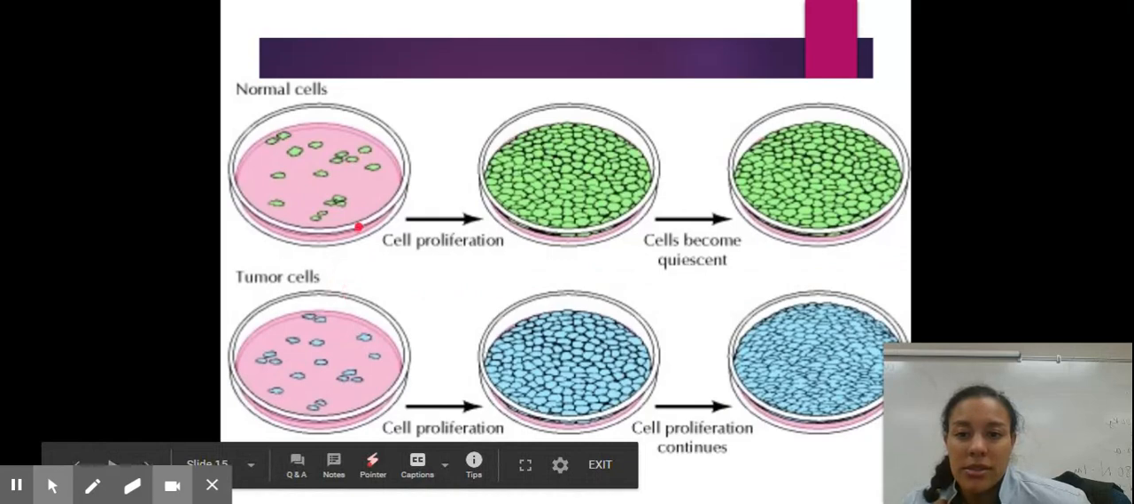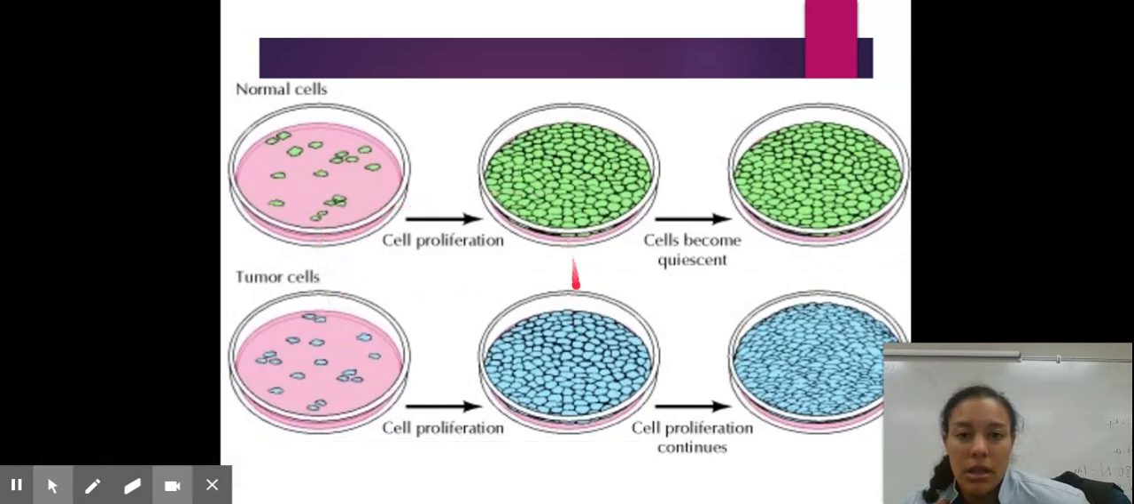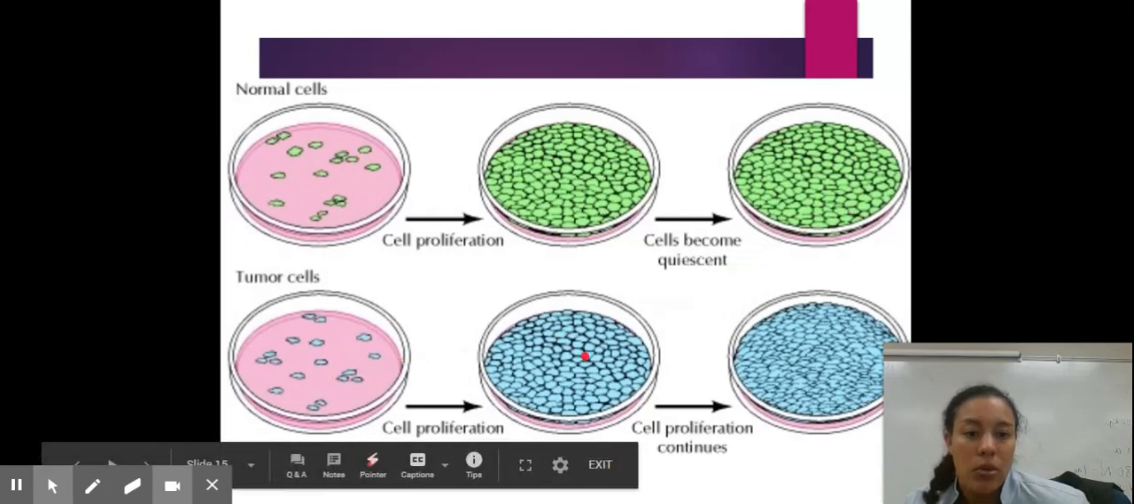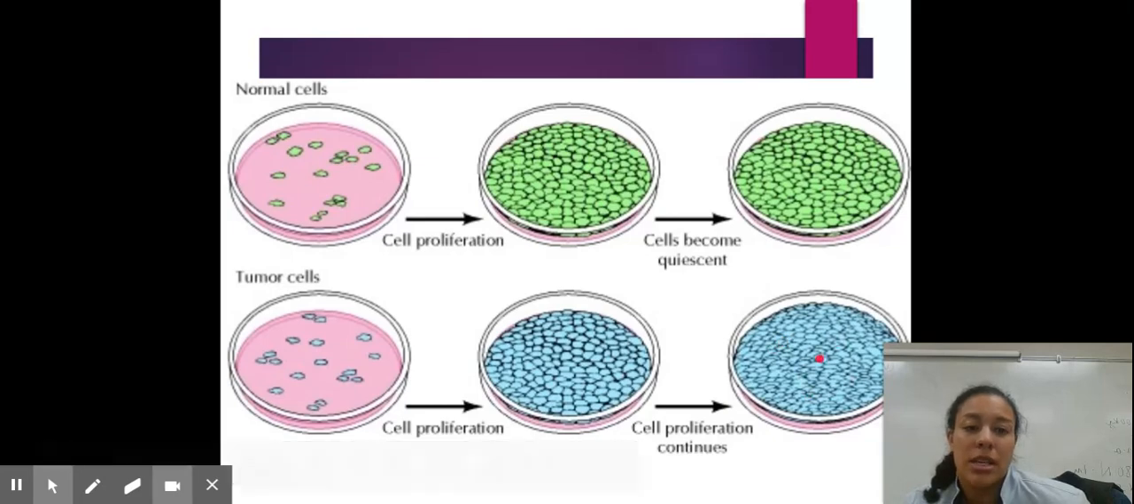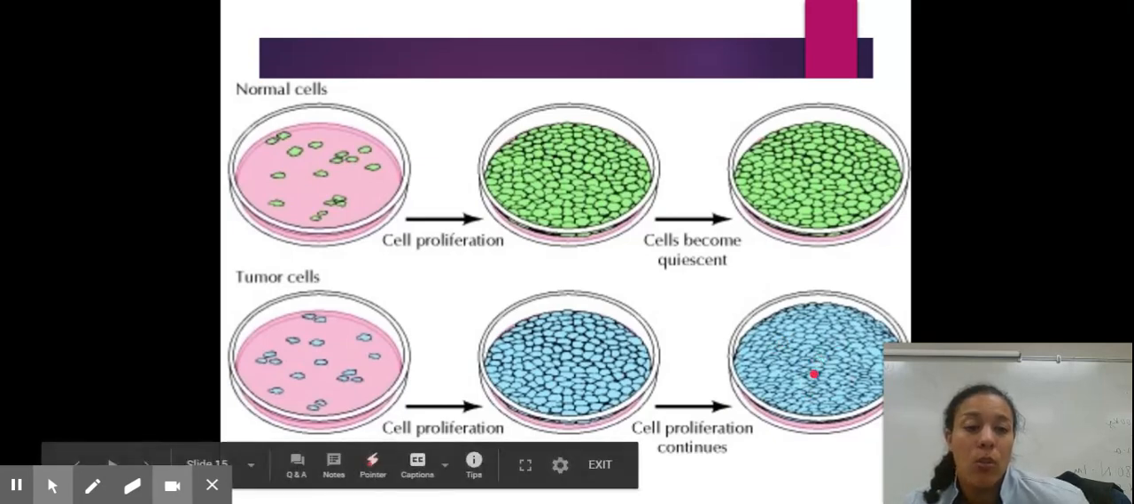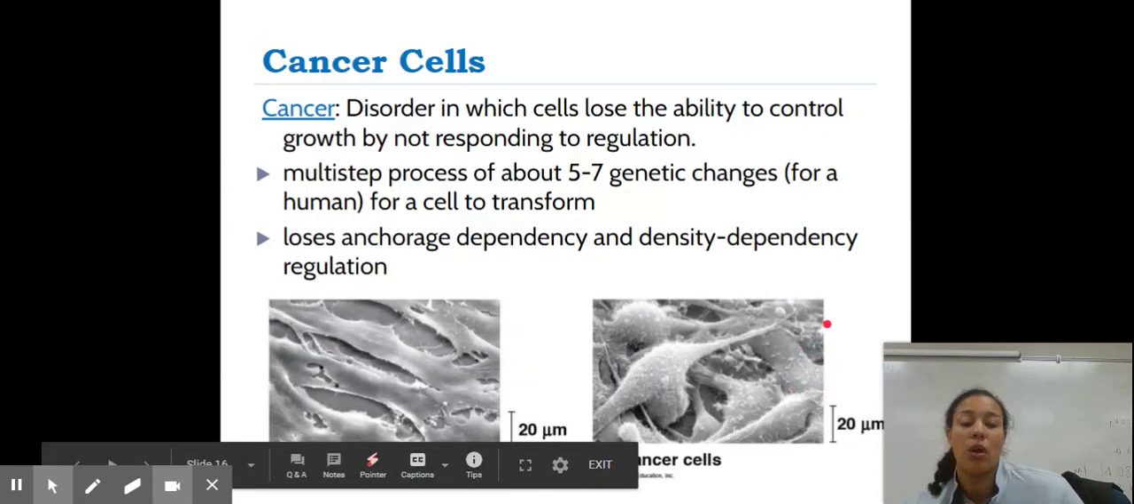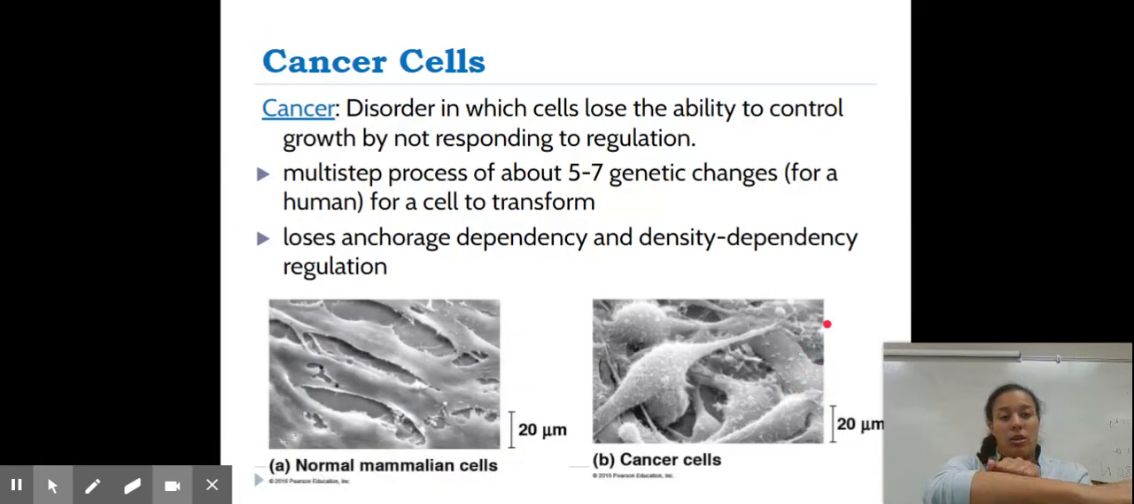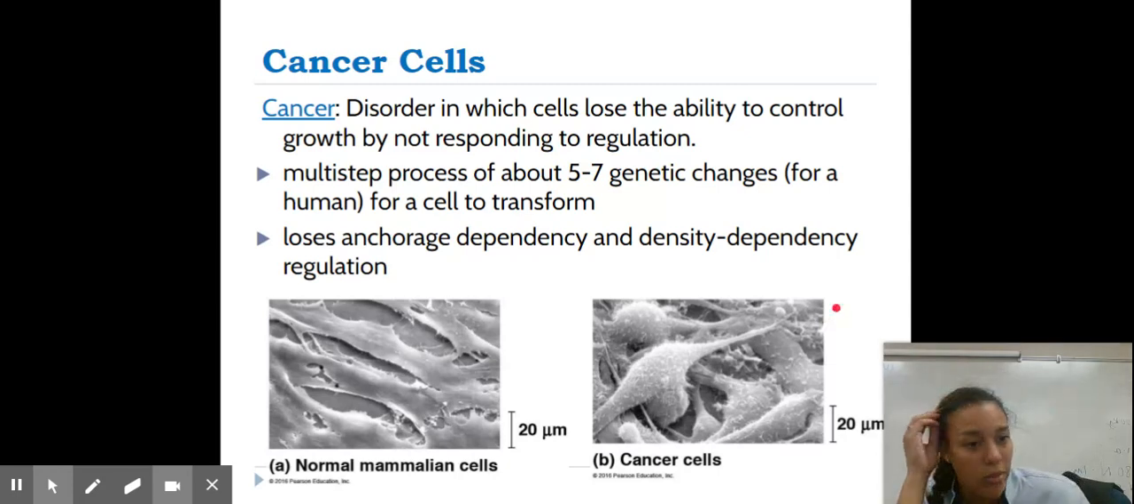So normal cells versus cancerous cells. Again, here's our density inhibition. Then they hit that quiescent phase where they just rest, right? They've filled out the entire petri dish. They're good to go. Where cancerous cells will just keep on proliferating or increasing in size and keep on dividing. So we can see that this plate starts to get crowded, and that's where tumors form, where their cells can continue to grow. And then, we might have moles and things like that that represent continued growth of the cells.